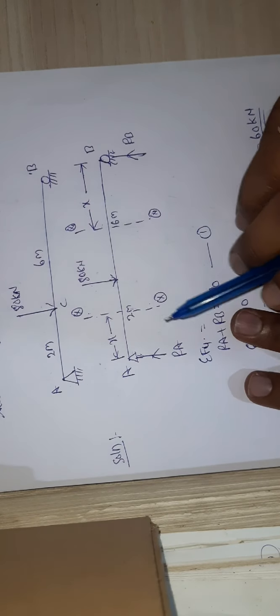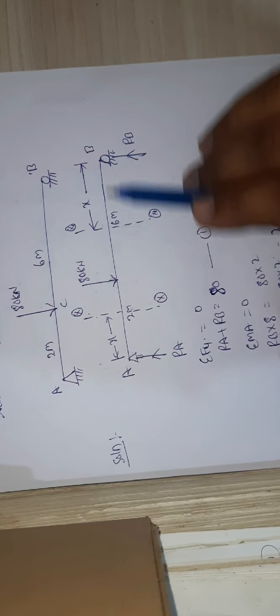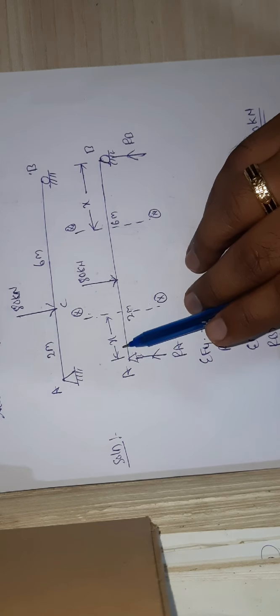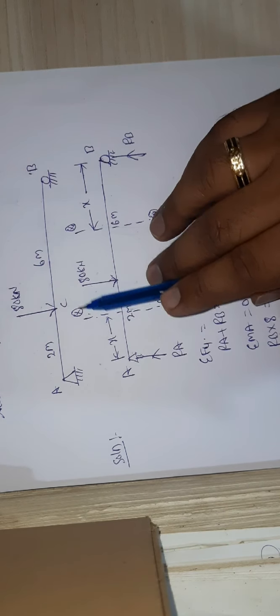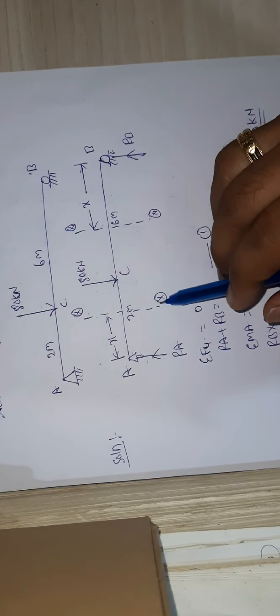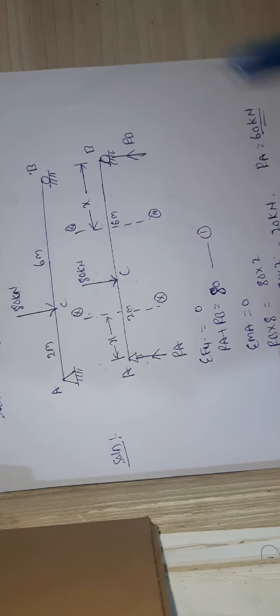Now, as per the usual procedure, first I have written the diagram. The first step is to find out the reactions. And you need to take sections: let's say this is the AC portion, take one section, and the BC portion, take another section.